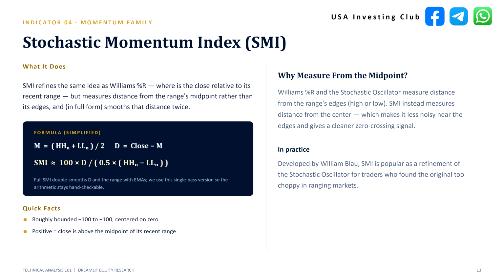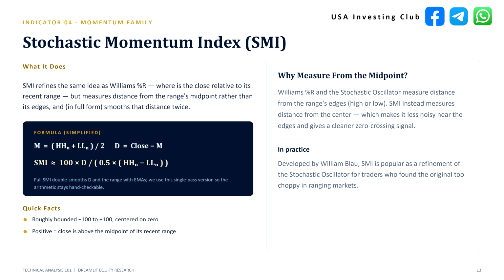Two quick facts. SMI is roughly bounded between -100 and +100, centered on 0, and a positive reading means the close is trading above the midpoint of its recent range. Why measure from the midpoint instead of the edges? Williams percent R and the stochastic oscillator both measure distance from the range's edges, the high or the low.